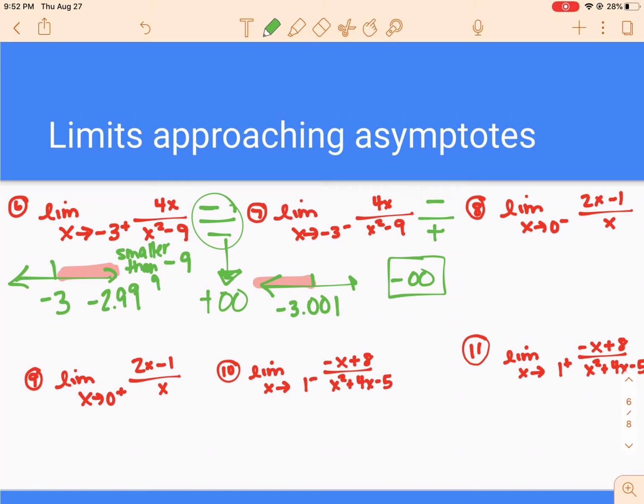Okay, so for number 8, we are looking at positive infinity. For number 9, it is negative infinity. For number 10, negative infinity. And for 11, positive infinity. So if you have any questions on those, make sure that you bring them to class.